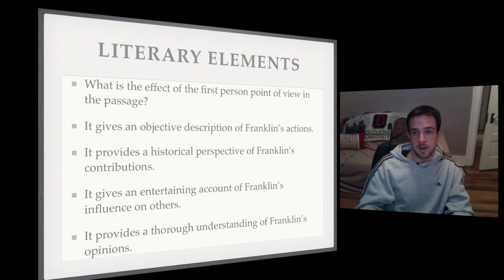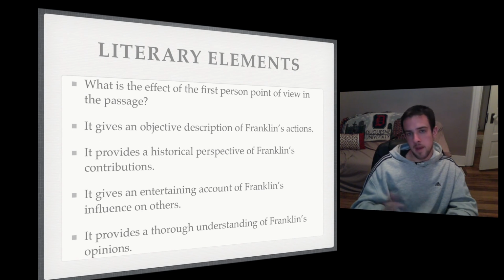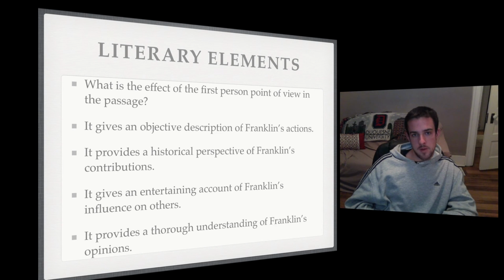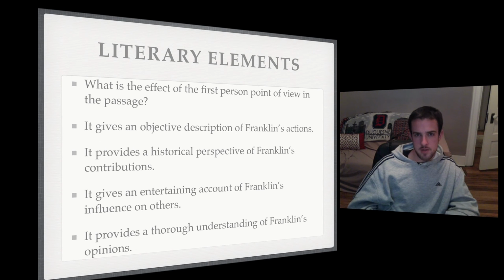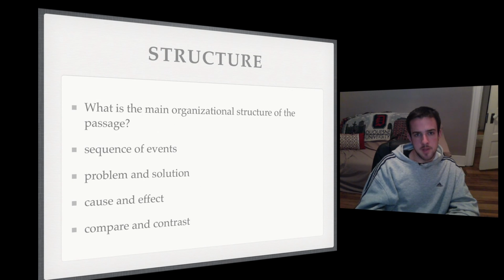A couple more here. Literary elements. There are many, many examples. Here's one. What is the effect of the first-person point of view in the passage? Well, this requires that A, you know what first-person point of view means, and B, you understand how that might change from a third-person point of view. Imagine how it would be different if it was a third-person point of view. You go through and you pick your best option.